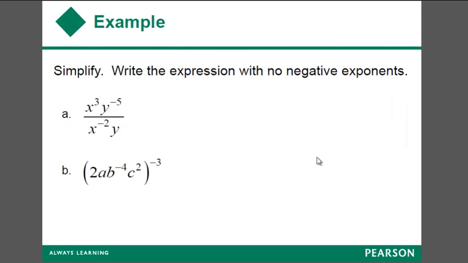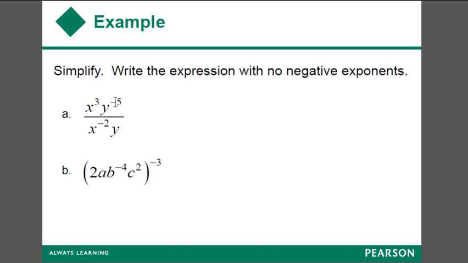So I want to simplify these expressions. Write the expression with no negative exponents. I just want positive exponents. So I have x to the third divided by x to the negative 2, and I have y to the negative fifth divided by y.